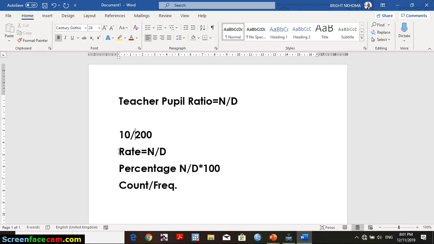Exactly, there's nothing wrong. Have we heard what he's saying? He's saying here we can have a 10, then we put a colon, then we put 200. It means we're trying to do a comparison between this thing and this. Also, you can just say whatever you have here divided by the denominator, and that gives you the value.